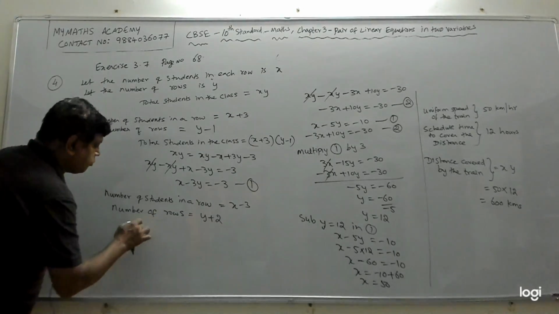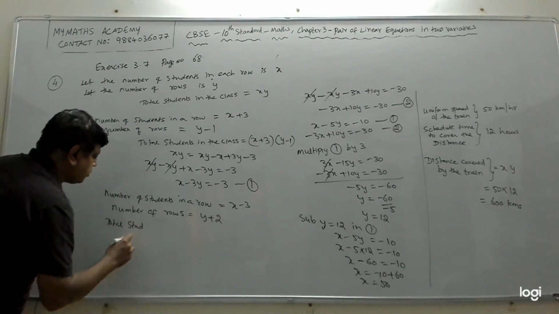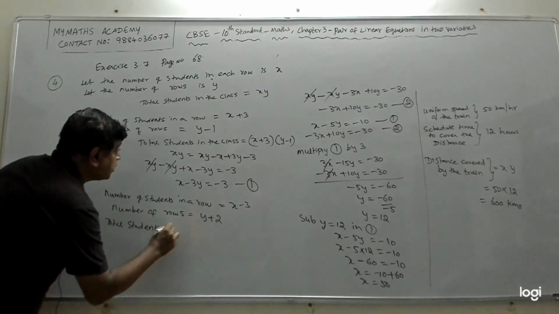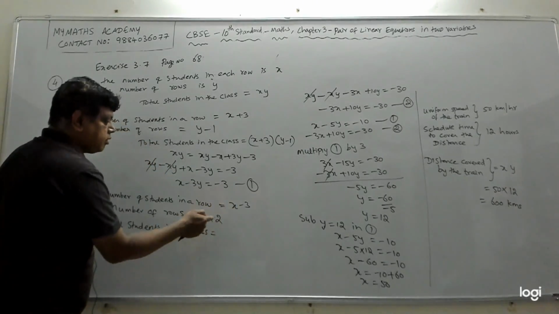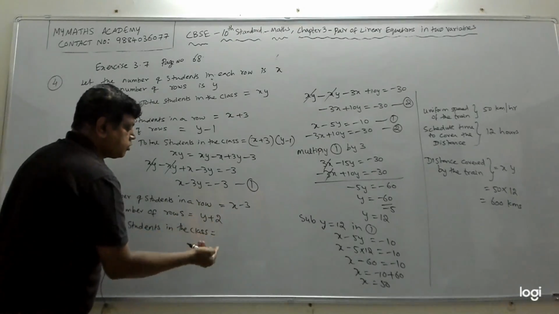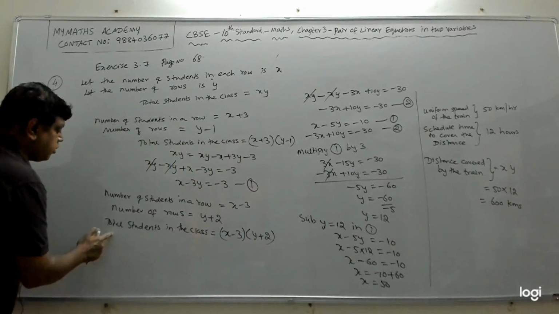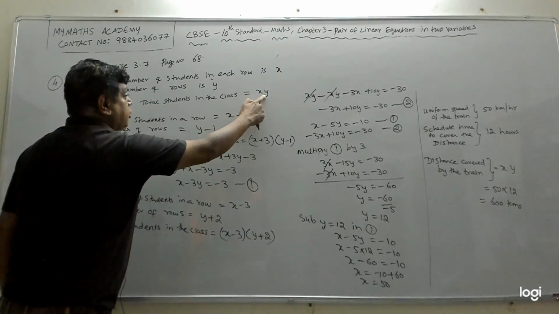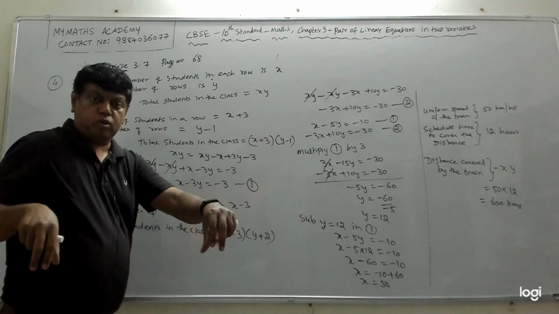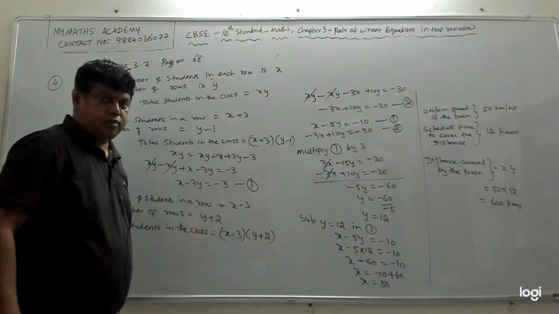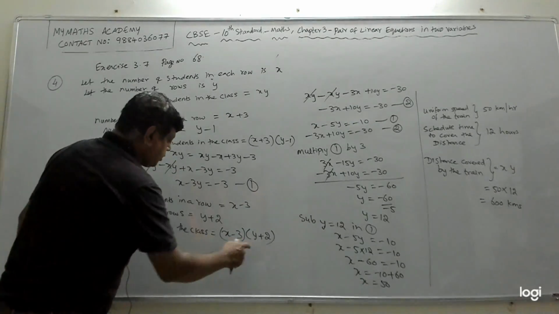Right? So now what is the total number of students in the class? The total number of students is the same. Total students in the class will be equal to the number of students in one row into the number of rows. x minus 3 into y plus 2. So what is the total number of students in the class? That is always the same. The total number of students in the class doesn't change. We make them stand in rows and the number of students per row and the number of rows both change, but not the total number of students in the class. So the total is this into this.